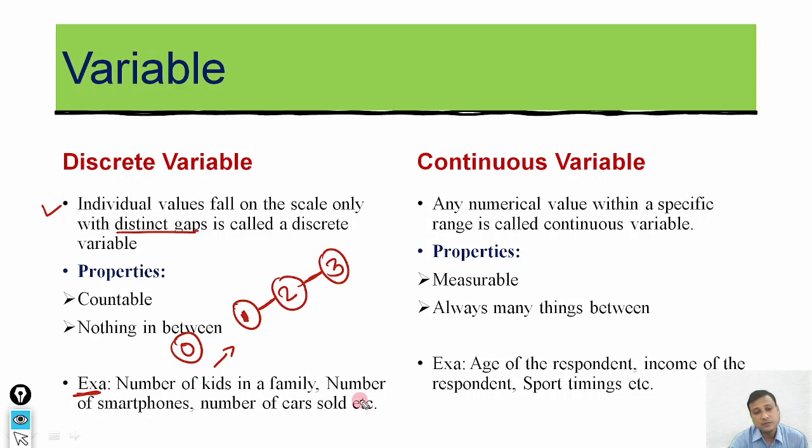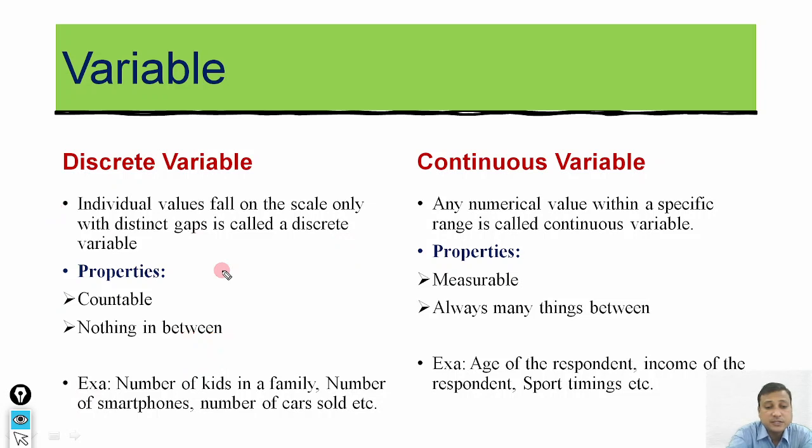The same story with the number of smartphones. How many smartphones do you have? In the same pattern, we will get the responses. Number of cars sold, again the same pattern. So what are the properties of a discrete variable? It is countable. We are able to count the things, and there is nothing in between these two numbers. These are the properties of the discrete variable.